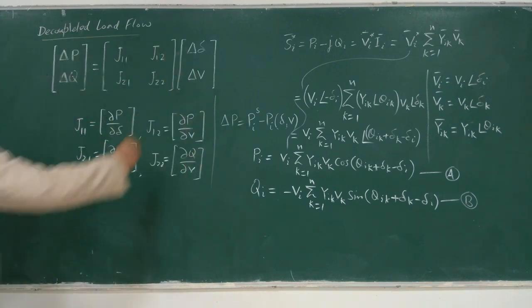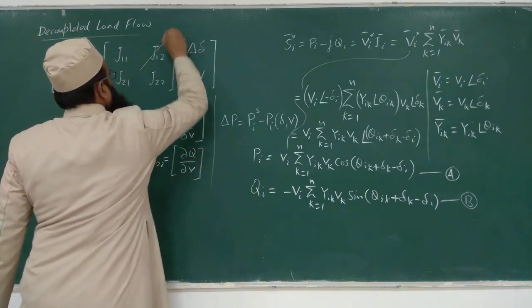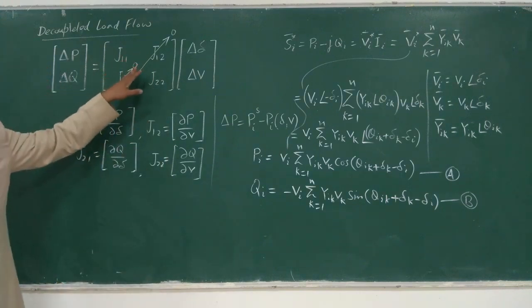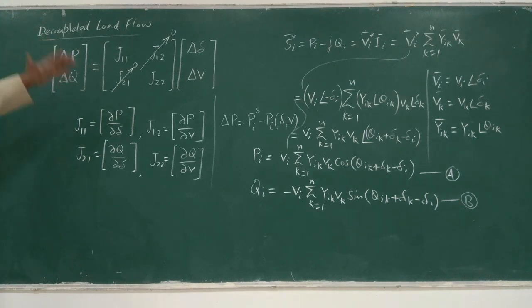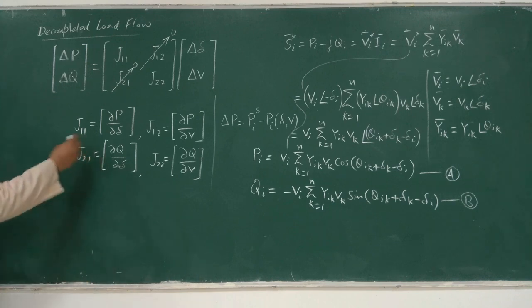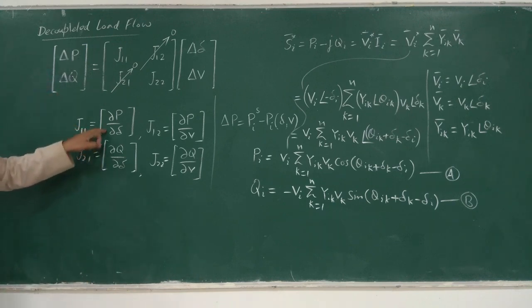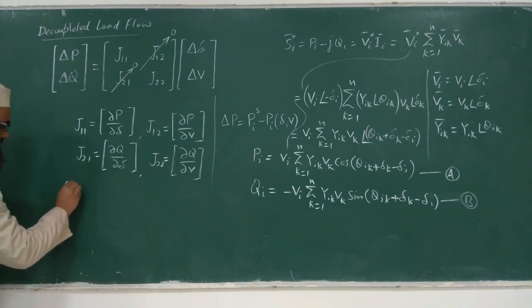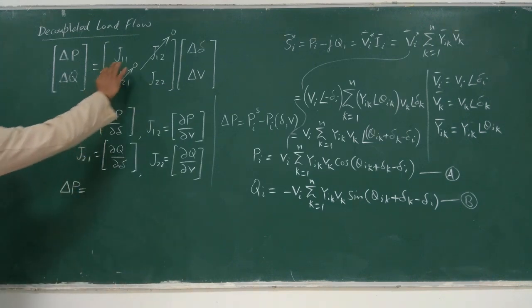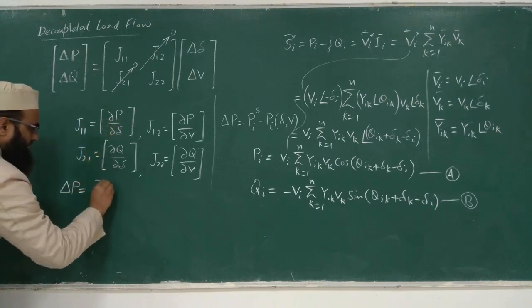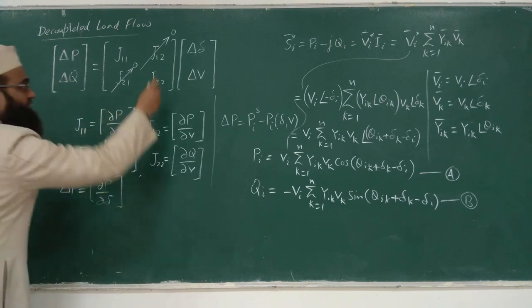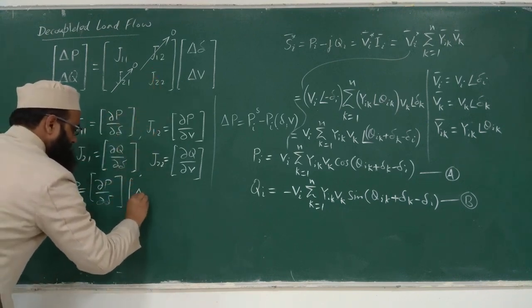So now, if we are assuming these two submatrices as 0, so this will become decoupled load flow. We have decoupled here, and then we may write del P is nothing but this times del delta, is not it? Del P will be J11, which is nothing but del P upon del delta, times del delta.